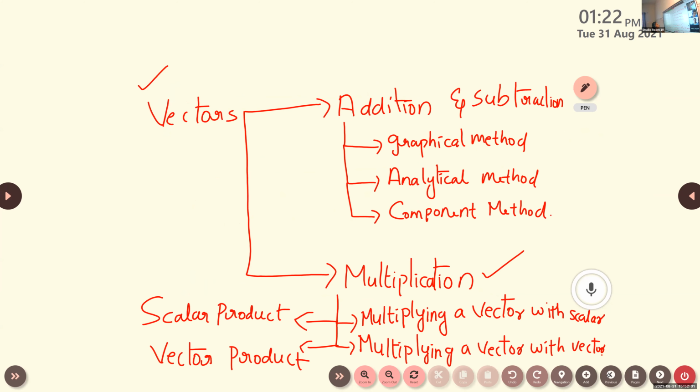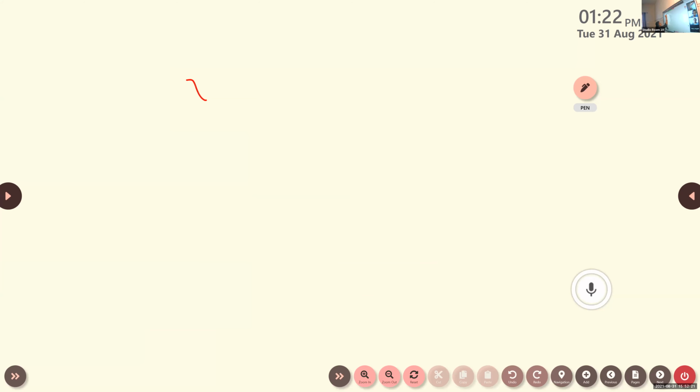I know that this is a new topic, the vectors and its concept. Sometimes you felt it is not easy to digest, so you don't need to worry about it. By using some numerical problems, we can make it much easier. So here we are going to discuss the first topic, that is vector addition. So the next heading, vector addition.